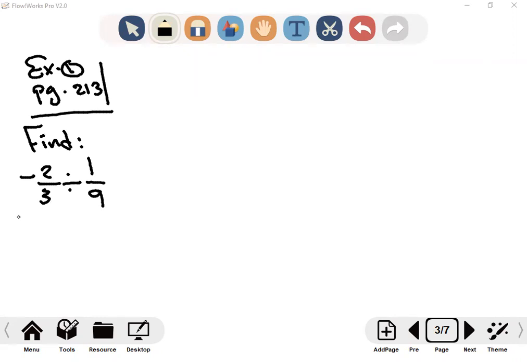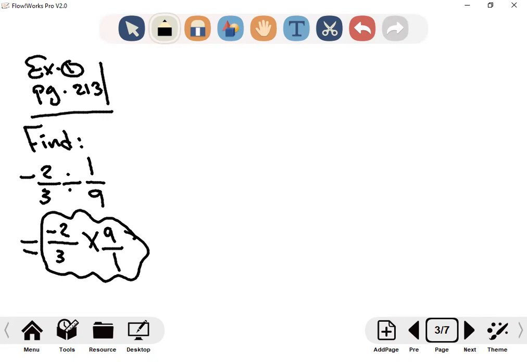The first fraction stays the same. Negative 2 over 3. The negative, I gave it to the numerator. The division sign then becomes multiplication, and we switch the other fraction, the reciprocal. It will be 9 over 1. Now this turns into multiplication of rational numbers, which is the previous lesson, right?